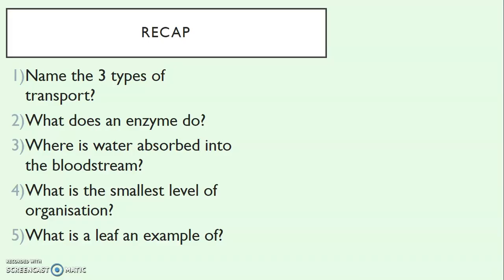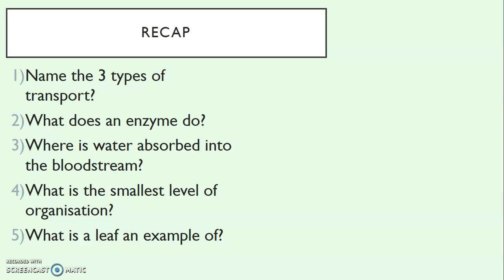So 5 questions. Name the 3 types of transport. What does an enzyme do? Where is water absorbed in the bloodstream? That's from your digestive system. What is the smallest level of organisation, and what is a leaf an example of? So pause the video, have a go and come back and mark them.